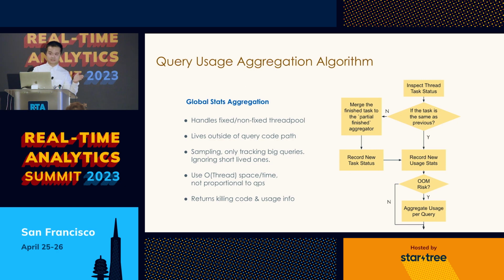Thirdly, because this is a timed task scheduled adaptively, we can view it as a sampling process, because it will only track the queries with large usage, but ignore the short-lived queries, which are not likely to trigger any exceptions. With this, we are able to limit the space and time complexity of our algorithm to a constant, which will not scale as we have more QPS. This is very important to us because we have very high QPS use cases within LinkedIn.